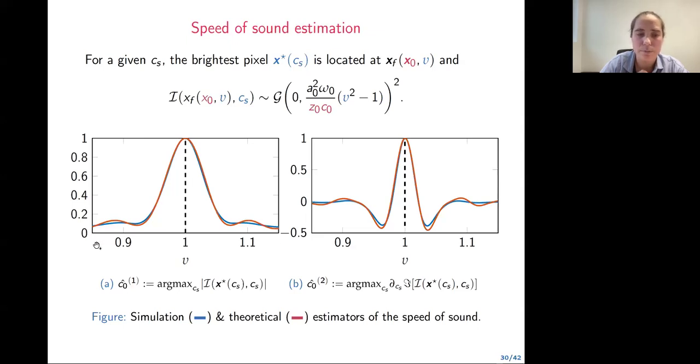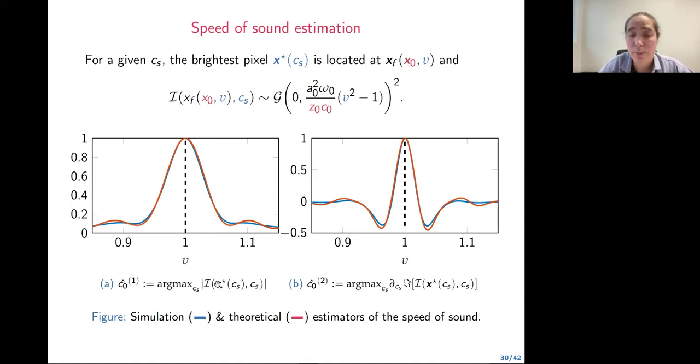So with respect to different backpropagation speeds, you get different amplitudes for your imaging function at the bright spot, and it gives you this curve. Okay, so in red it's the theoretical one, this function g, and in blue it's a simulation like in the previous slide. You can actually do a bit better.